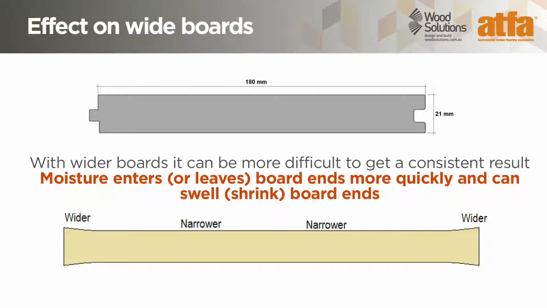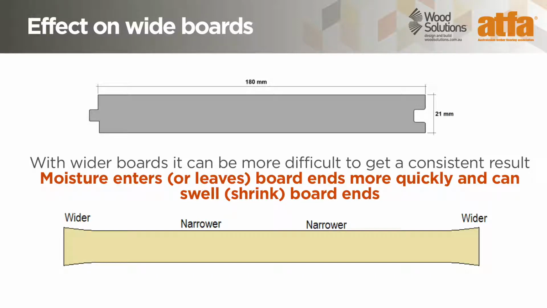Flooring is generally manufactured with board moisture contents between 9% and 14%, in line with the Australian standard. So, if some boards were to reduce by 3% in moisture content, then they could be 1.7mm narrower after acclimatisation. It can be more difficult to get a consistent result with wider boards.